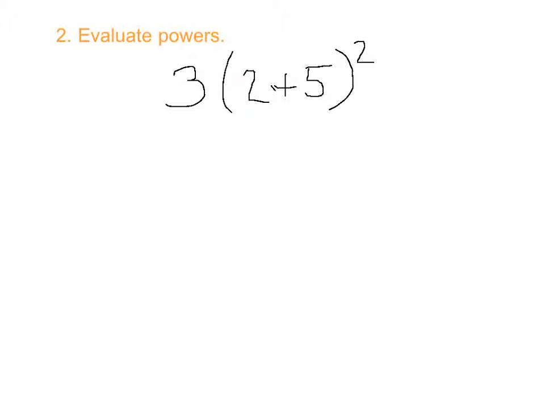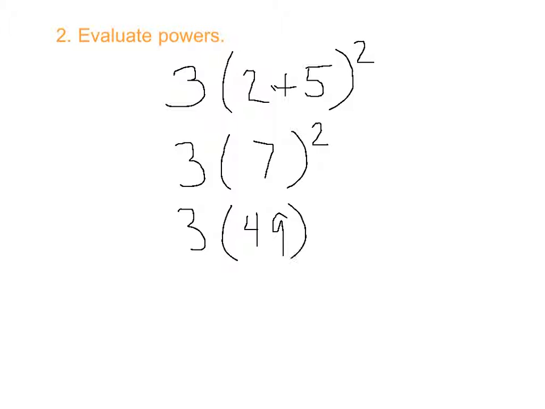Step 2, I need to evaluate the powers. I can see that I've got a power of 2 in here, but I can't evaluate that just yet. As you can see from step 1, we've got some symbols. Anything inside of those parentheses we have to take care of first. 2 plus 5, you guessed it, equals 7. Now I can evaluate that power. 7 times 7 is 49. And 3 times 49, let me do that in my head, equals 147. So that's how you would evaluate using a power.